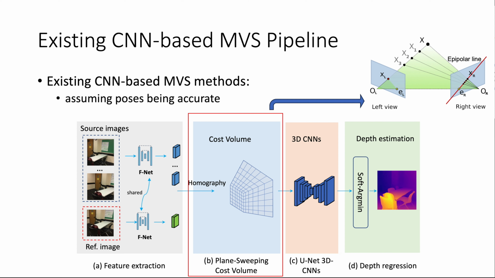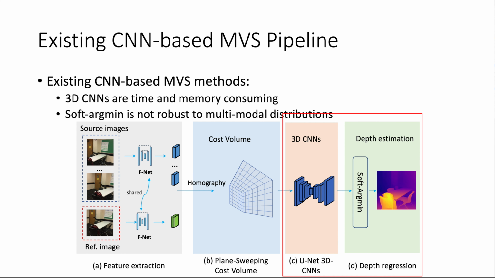Those possible candidates along the epipolar line are actually sampled according to the relative pose and the predefined depth hypothesis planes. It assumes the relative pose is accurate, which is not often the case, since the pose is usually obtained by various methods and often contains noise.